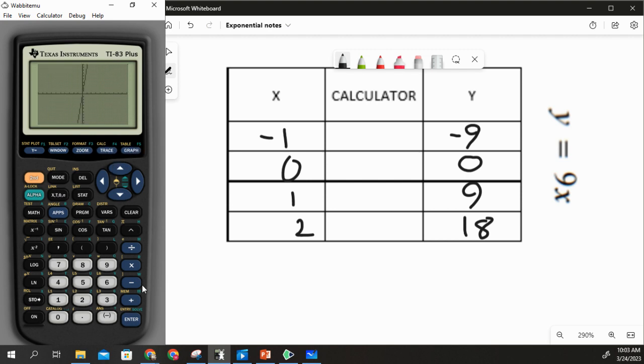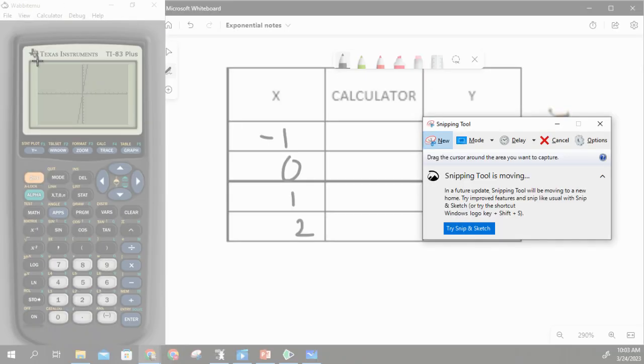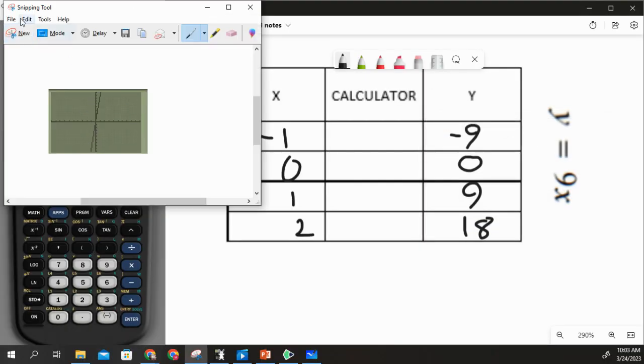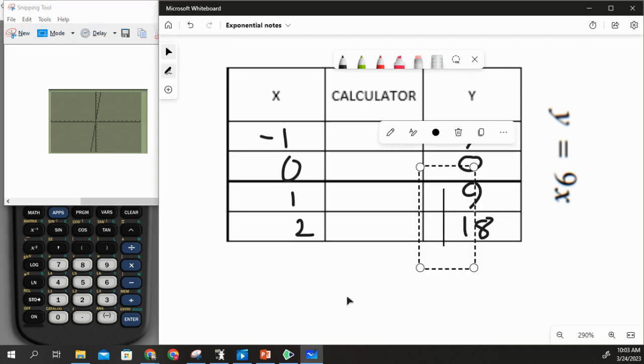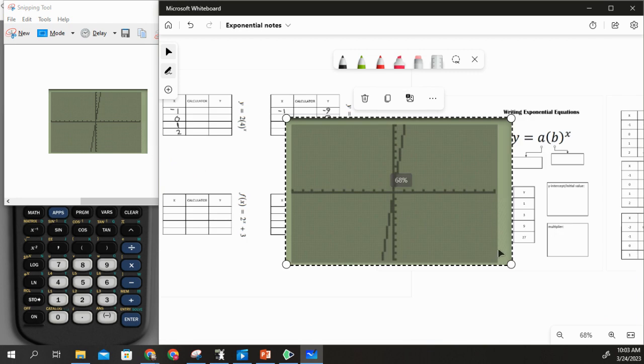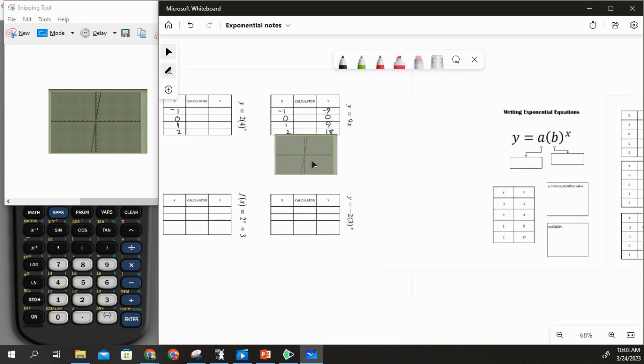Here's our graph. I'm going to just copy and paste that over on there because drawing this, it's a little much. Ooh, got a little too big there. Real big. Ooh.